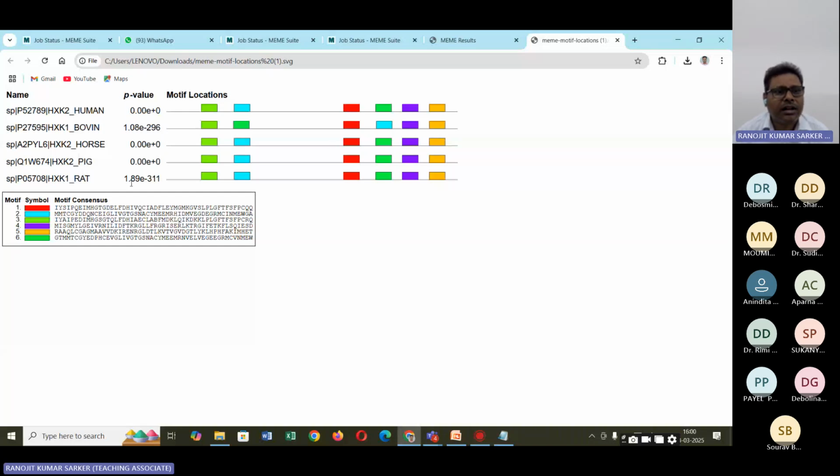Now, here you can see this is the consensus sequence. Now if you see for this one, this is the consensus sequence. So the motifs as well as their consensus sequence are ready. So now it is ready for your publication, right? So you can prepare the manuscript, and you can give this as a figure for publication.